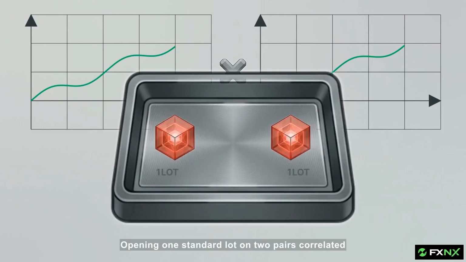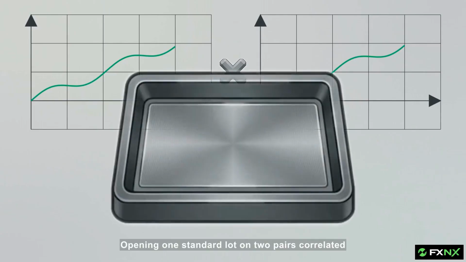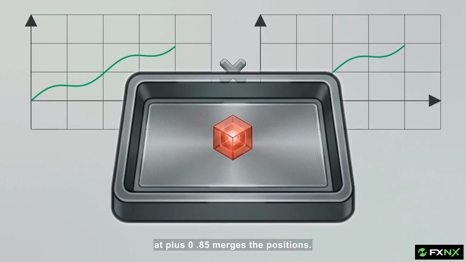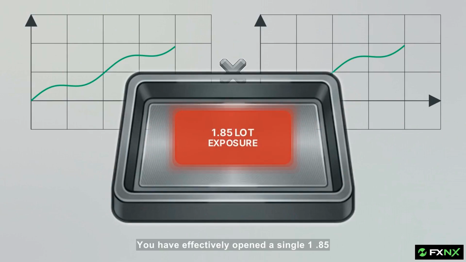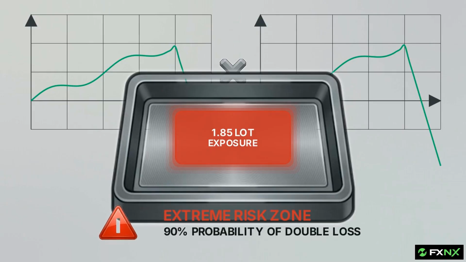Look at this equation. A plus 0.85 correlation score converts two similar charts into a directional multiplier. Opening one standard lot on two pairs correlated at plus 0.85 merges the positions. You have effectively opened a single 1.85 lot position against the US dollar. Because plus 0.85 correlation means these pairs move in near lockstep, their stop losses are structurally bound to trigger together. This synchronicity drives the probability of a double loss up to 90%.